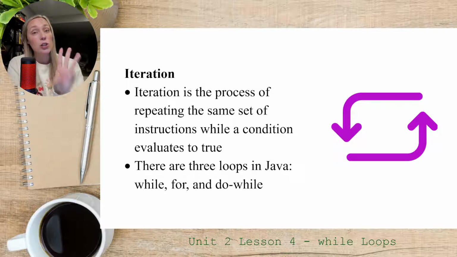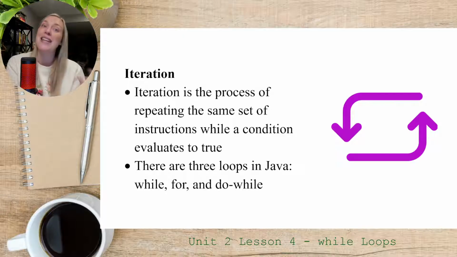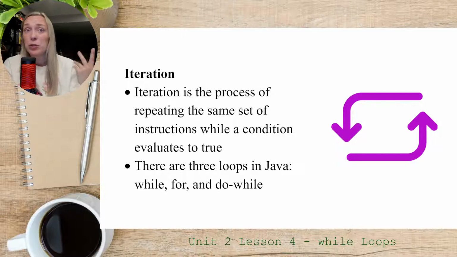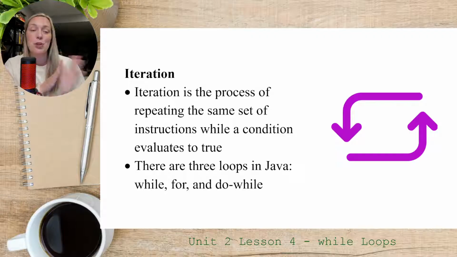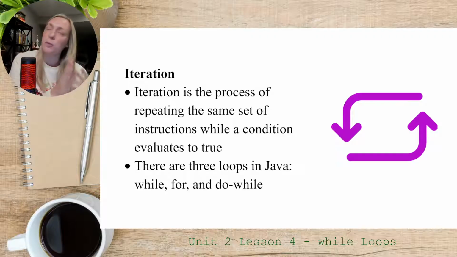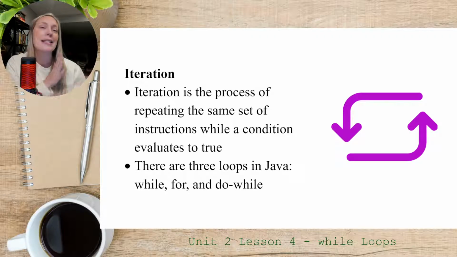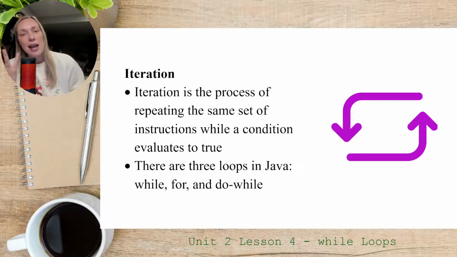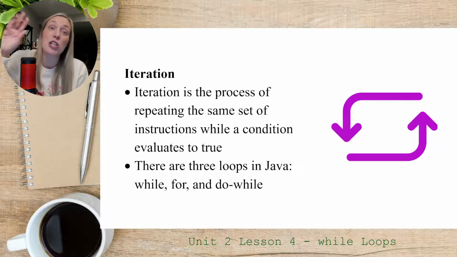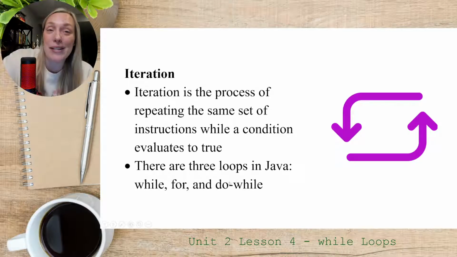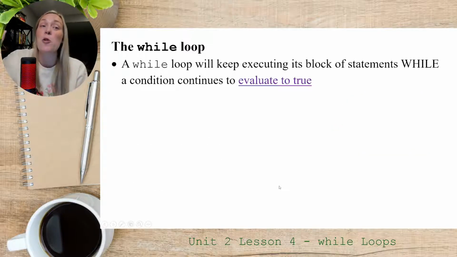There are 3 loops in Java that we use to repeat a set of instructions. They're the for loop, the while loop, and the do while loop. In AP CSA, we are only going to cover the while and the for loop. The do while is very similar to the while loop, but with a different syntax, and we don't cover that in this course anymore. So there are just 2 iterations that you have to know as an AP CSA student. And today we're going to talk about the while loop.